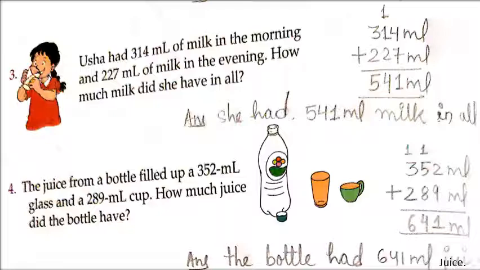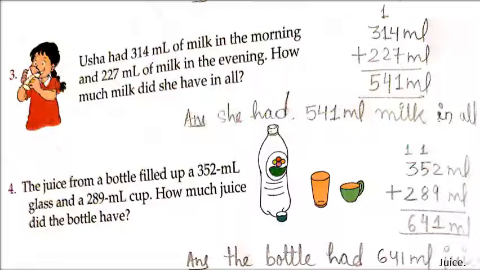Now children, next question, question number 4. The juice from a bottle filled up a 352 milliliters glass and a 289 milliliters cup. How much juice did the bottle have? Children, here juice is poured from a bottle into a glass and a cup. Okay children, so here you have to find out how much juice did the bottle have.